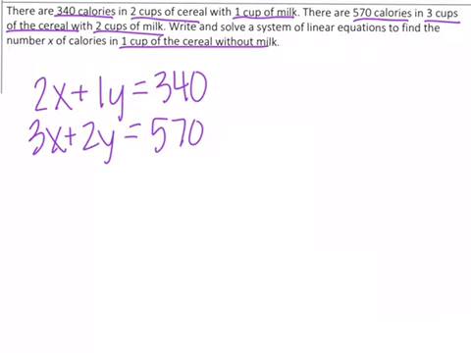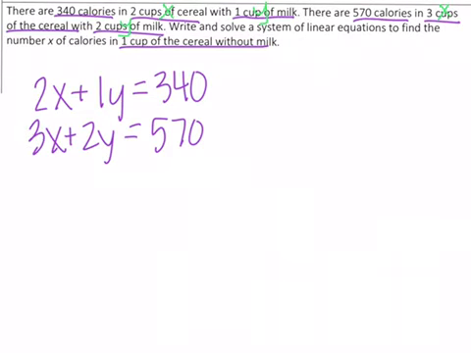All right, so the 2 equations I have are explicitly what they tell us, okay? So it says with 2 cups of cereal, so cups of cereal are X, with 1 cup of milk, which is now Y, we have 340 calories. And then in 3 cups of cereal, which is X, with 2 cups of milk, again Y, that is 570 calories. So I created my 2 equations.